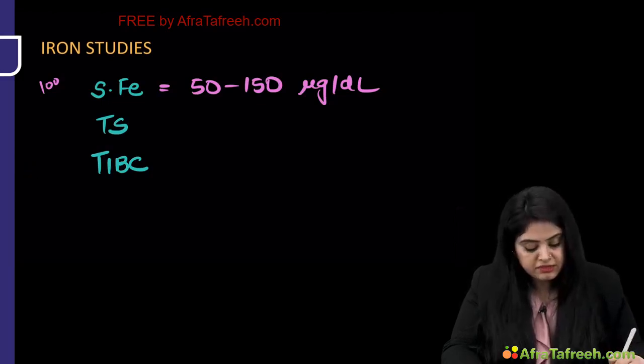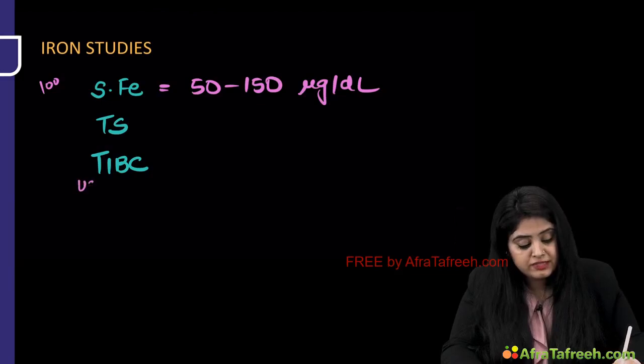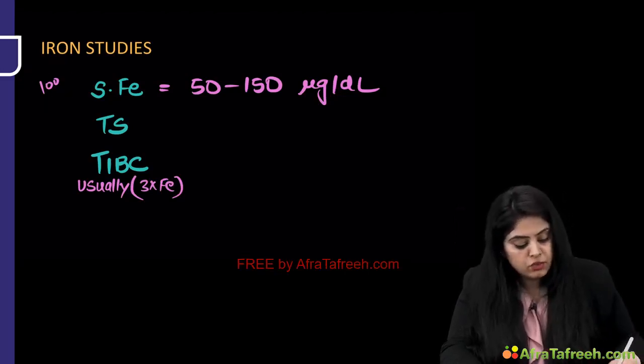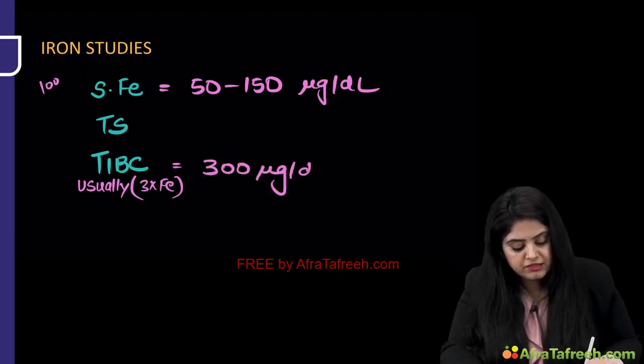So what is TIBC? This is just a very quick way of learning. Iron into 3 is going to be total iron binding capacity. So if I take the iron to be 100, then the total iron binding capacity comes around 300 microgram per deciliter.